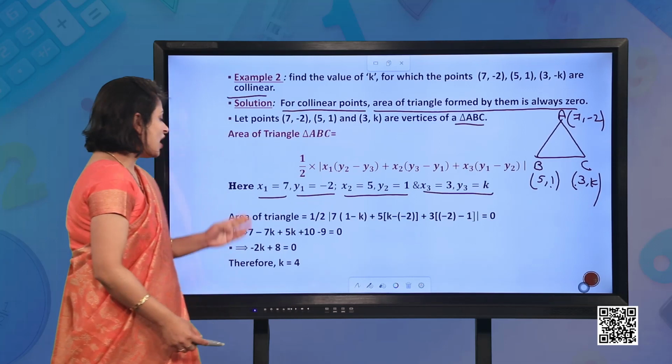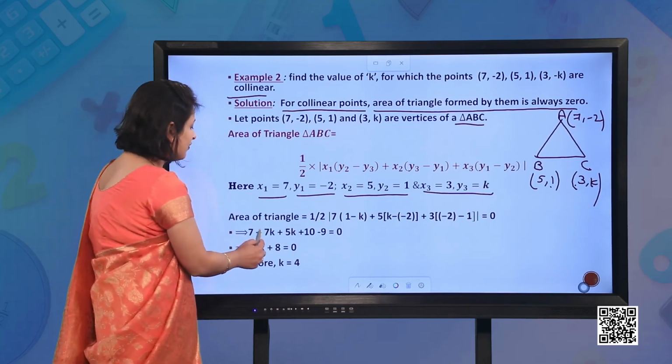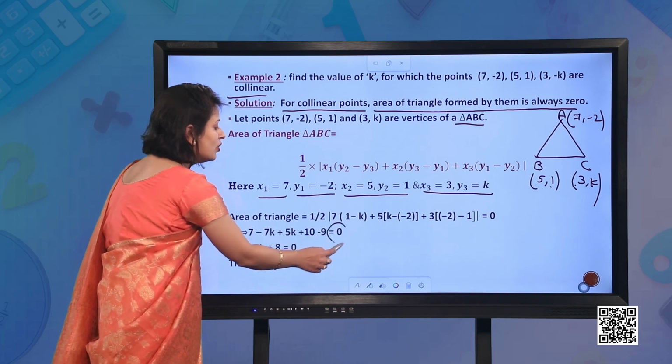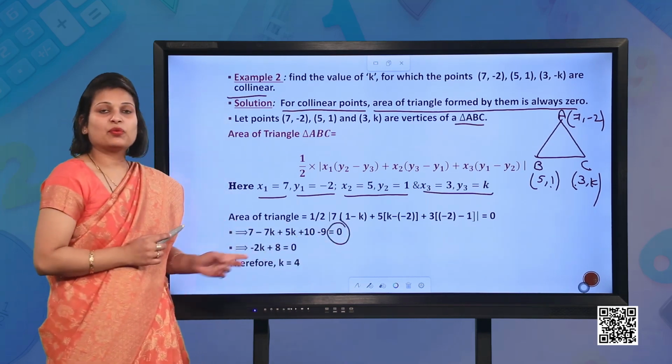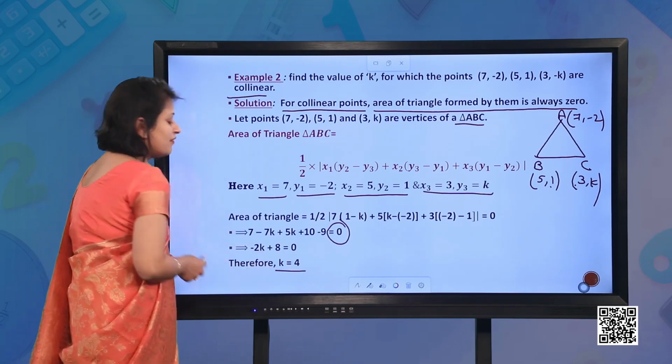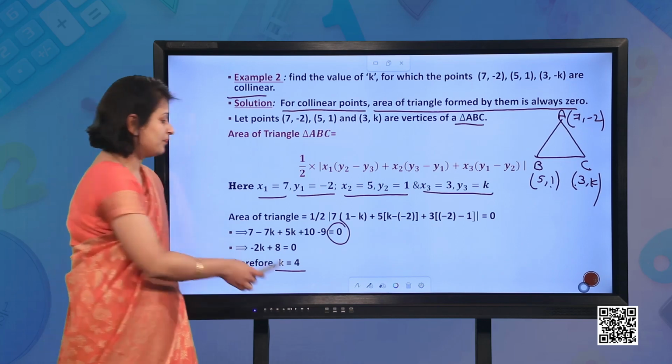Substitute these values. After solving, you will get 7 minus 7k plus 5k plus 10 minus 9 equals 0. Remember, you have to put this equal to 0. So, after solving, you can find the value of k as 4.